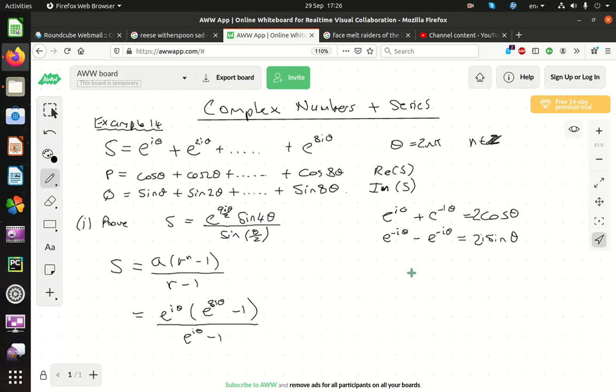Now, if you notice straight away, they've got a 4.5i theta, if you like, or a 9i theta over 2. And also sine theta over 2 on the bottom. That tells you that you really want to be working with theta over 2s. And that's why I'm going to multiply top and bottom by e to the minus i theta over 2. Because it's immediately going to help me use these kind of formulae, but with theta replaced with theta over 2.